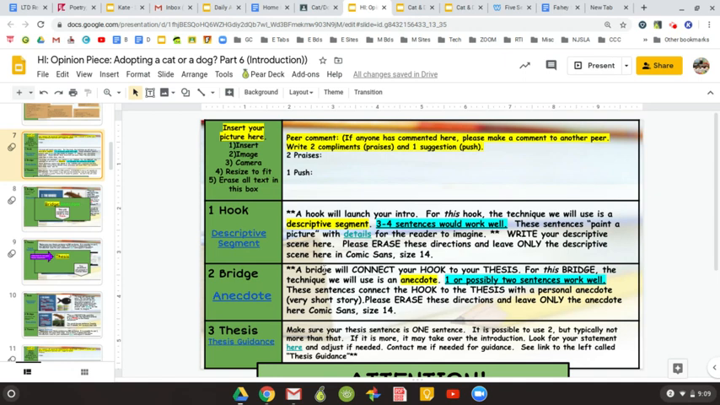Make sure that your thesis is generally about 1 sentence. If your thesis was longer, you may have to arrange things a little bit better, but you want your thesis to be very clear so that your reader knows the 3 ideas that you're now going to focus on in your body paragraphs. Okay?